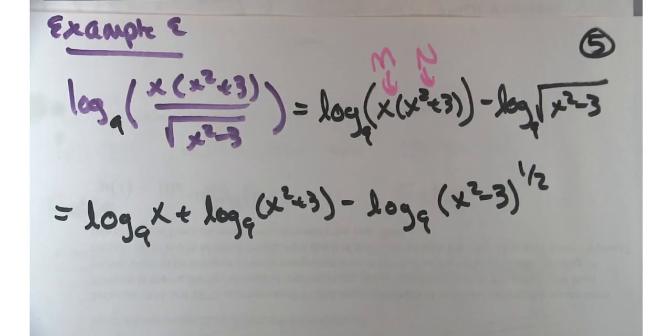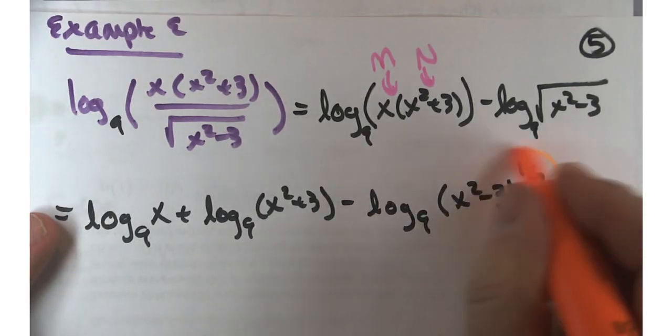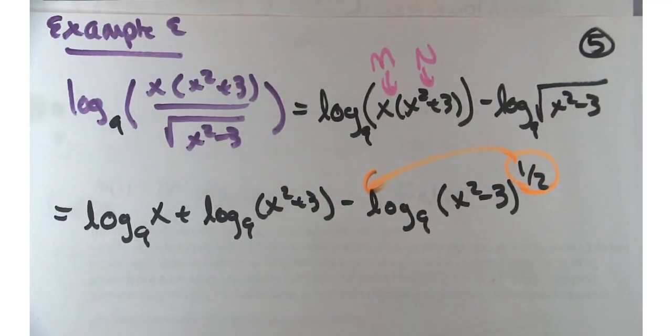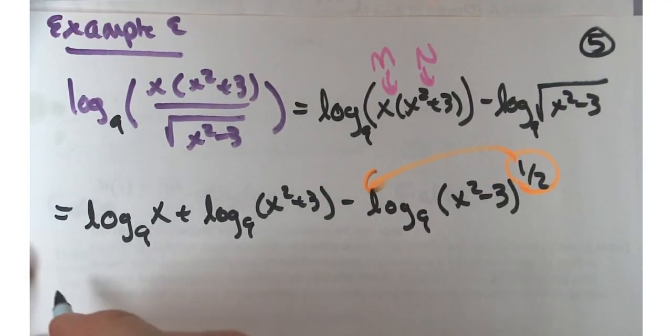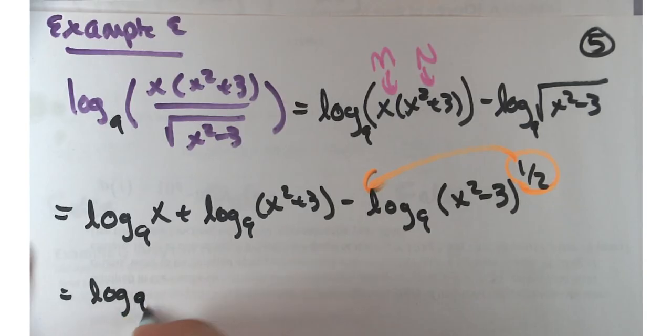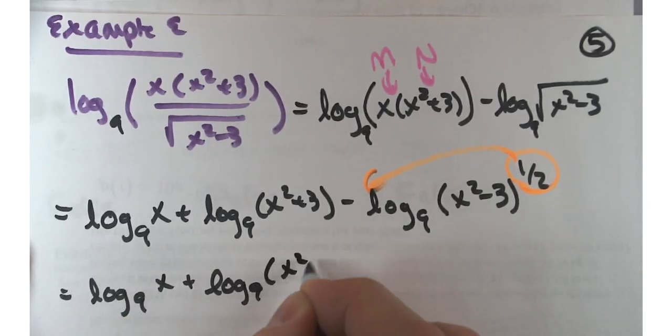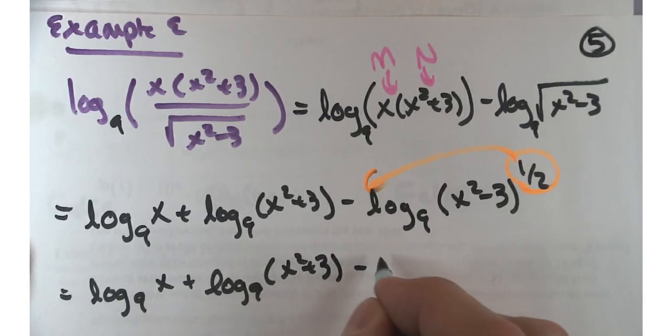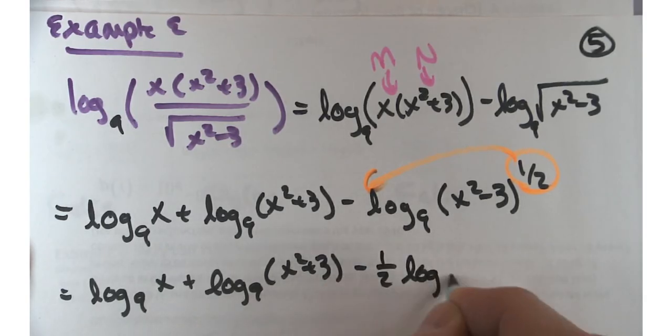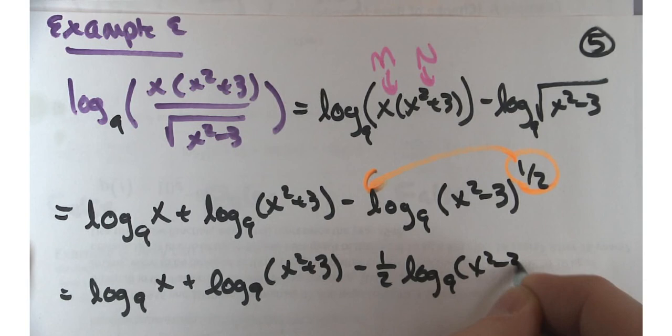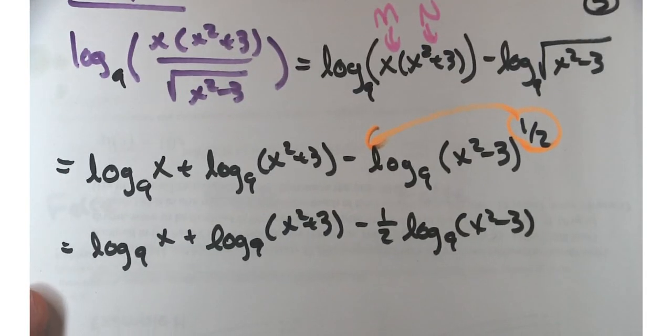Can someone help me finish this up then? What else is left? Yeah, that 1/2 is going to come out in front. So it's going to be log base 9 of x plus log base 9 of x squared plus 3 minus 1/2 log base 9 of x squared minus 3. Beautiful. Beautiful.